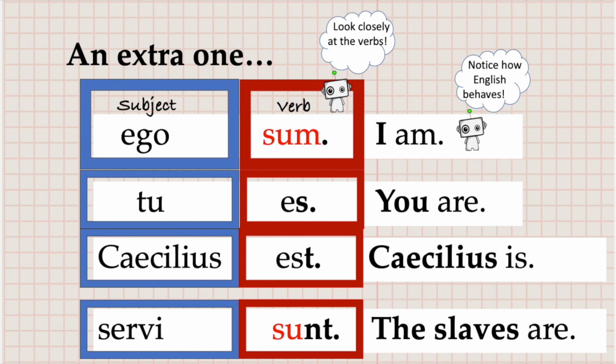Here's an extra one to look at, the verb to be. You might remember sum, es, est, and now we've got a new one to add, which is sunt. And look, the ending of sunt is perfectly regular. It's got the nt ending.